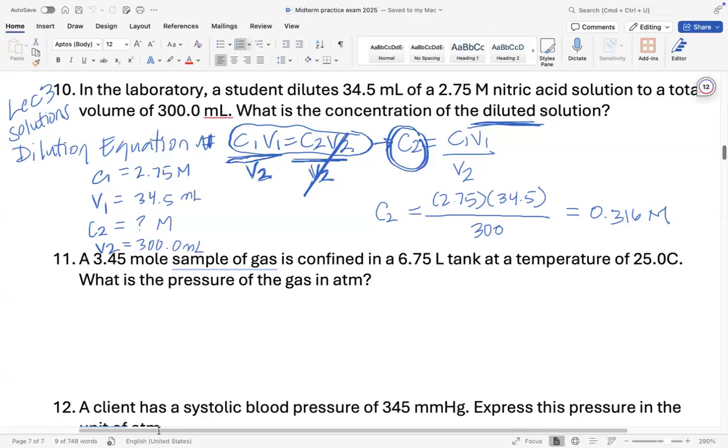So C2 equals C1 V1 divided by V2. I just flipped it then. Does that make sense? Yes, thank you. Yep, that's fine. Any other questions?